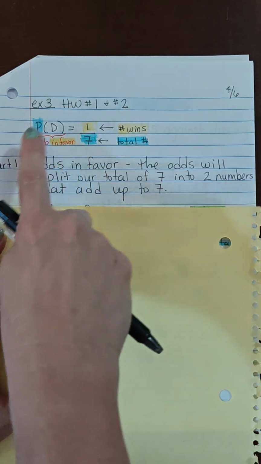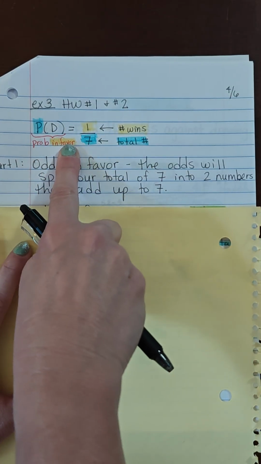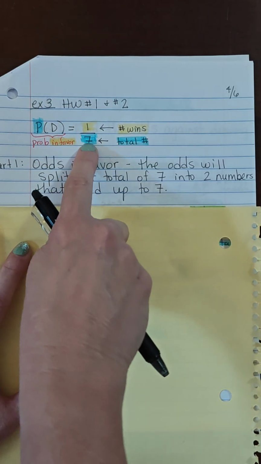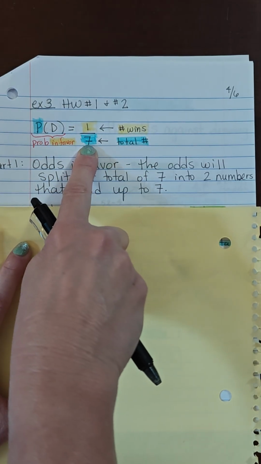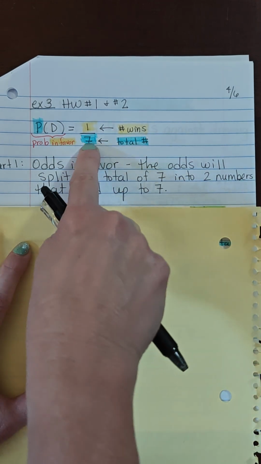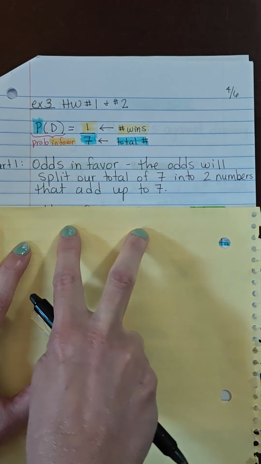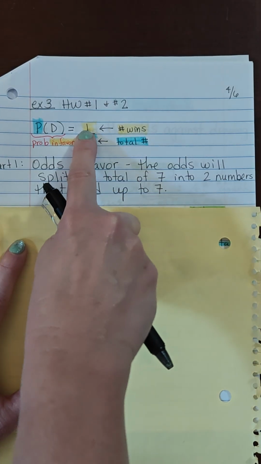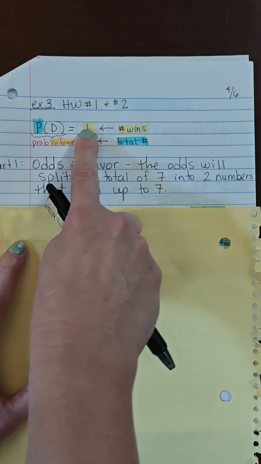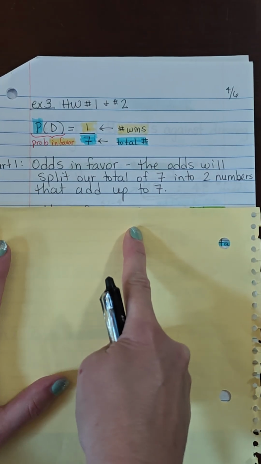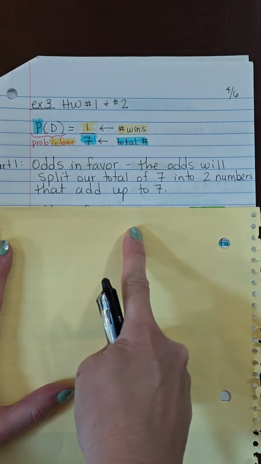This is my probability. This is the probability in favor. That means my in favor is on top, and it's a probability, so that number on the bottom is my total. This means my odds are going to split the number 7 into two numbers that add up to be 7. Not just any two numbers, but the number 1 and something else that's going to make it add up to 7. So, spoiler alert, it's 6.